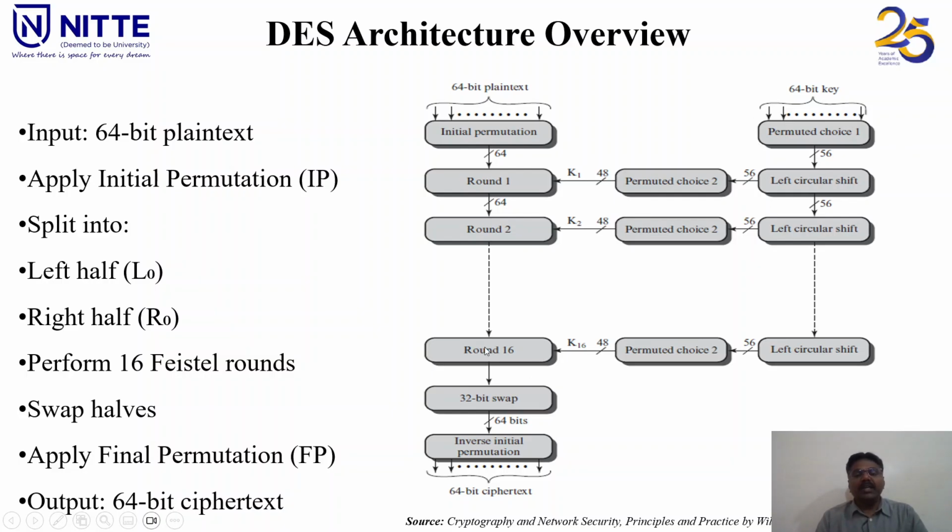At the end of round 16, whatever output is produced by round 16, we perform a 32-bit swap: we swap the left and right side bits. Then, whatever we did in step 1, the initial permutation, we perform the inverse initial permutation, so that we get our 64-bit ciphertext. This is how the DES algorithm works to produce one block of data of size 64 bits.